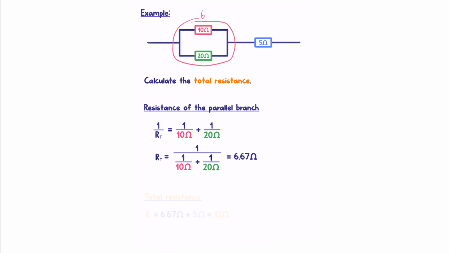Now that we know that this is 6.67 ohms, to find the total resistance, we effectively just have two resistances in series, which we can add together to find 12 ohms to two significant figures.